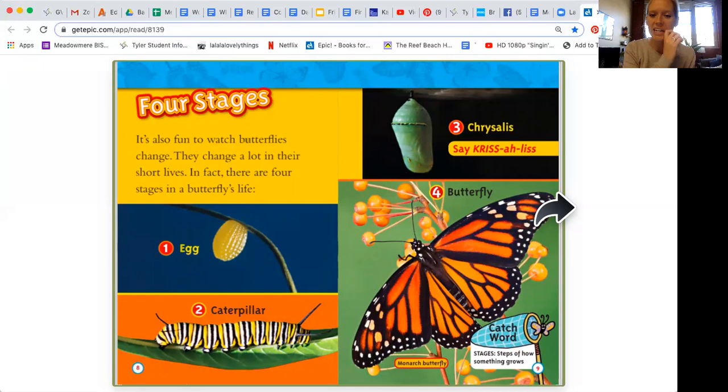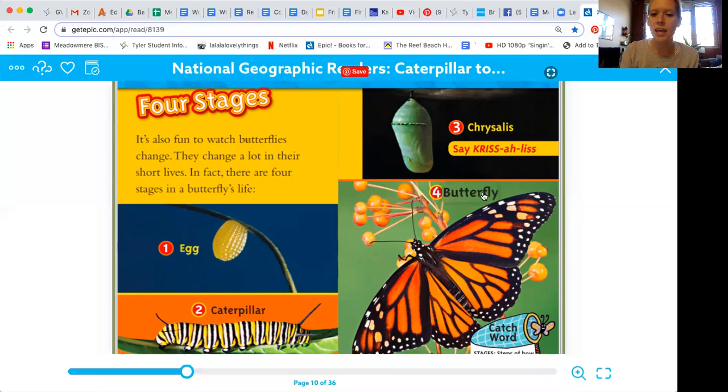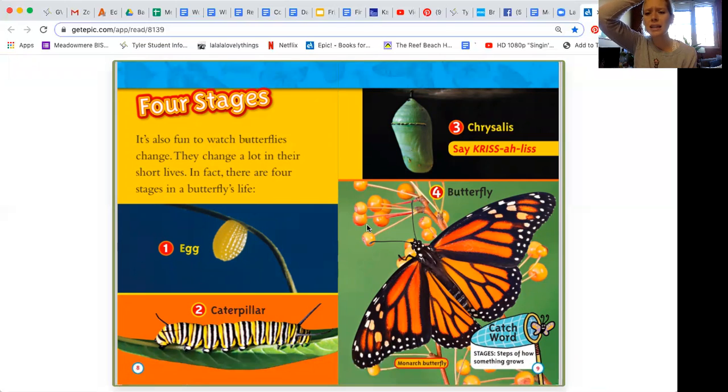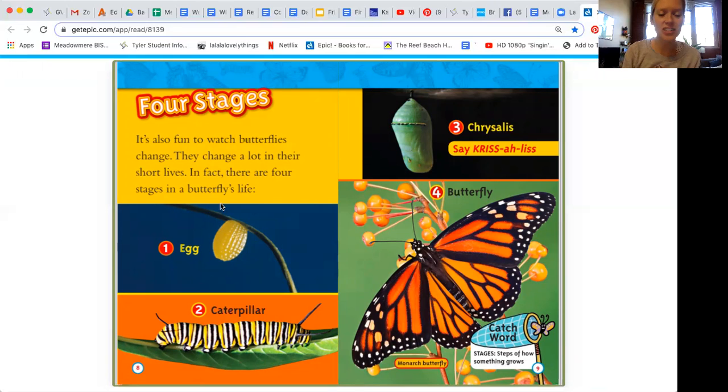Okay, our 4 stages. So I see they have labels here for our stages to go with our picture. It's fun to watch butterflies change. They change a lot in their short lives. In fact, there are 4 stages in a butterfly's life. Without looking, I want you to reach back to your schema. What is at least one of the stages of the butterfly's life? Try to look away and not look at the answer. Okay, if you remembered one stage, give me a thumbs up. Okay, let's see if your stage is on here.